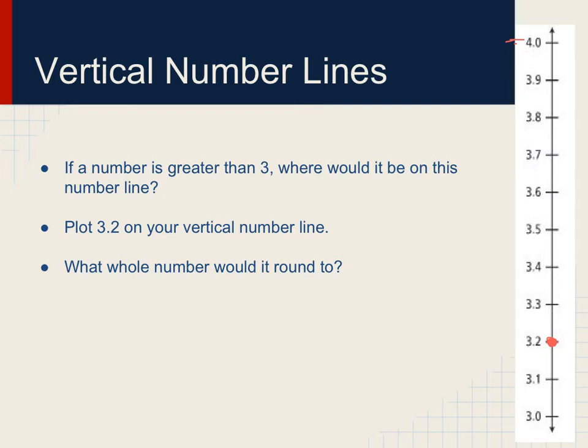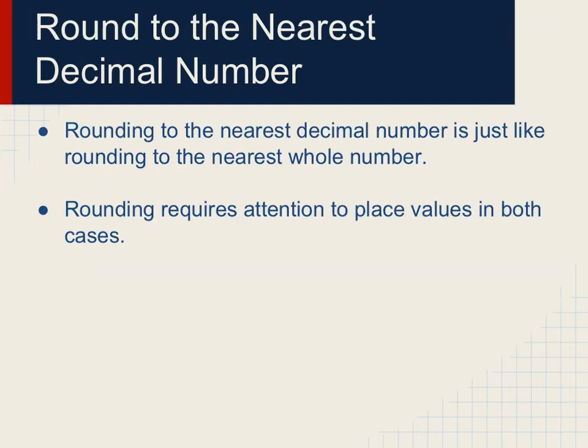What whole number would it round to? Remember, halfway is 3 and 5/10. Anything that is 3 and 5/10 or above would round up to the next whole number, which is 4. Because 3 and 2/10 is below 3 and 5/10, it would stay at the whole number that it has just passed, 3. Rounding to the nearest decimal number is just like rounding to the nearest whole number. Rounding requires attention to place values in both cases.